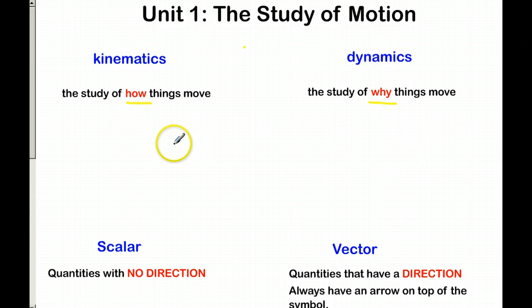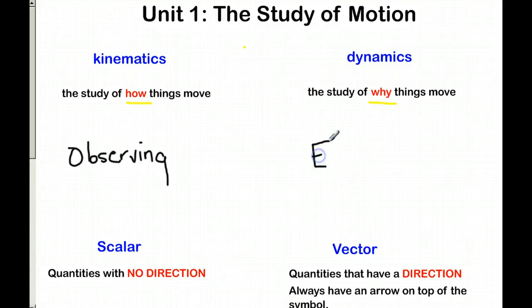So if we look at kinematics versus dynamics, two simple terms that relate to each of those to help you remember: kinematics would be more observing, and the dynamics, which we'll come back to at the end, is being able to explain why things move, so explaining.